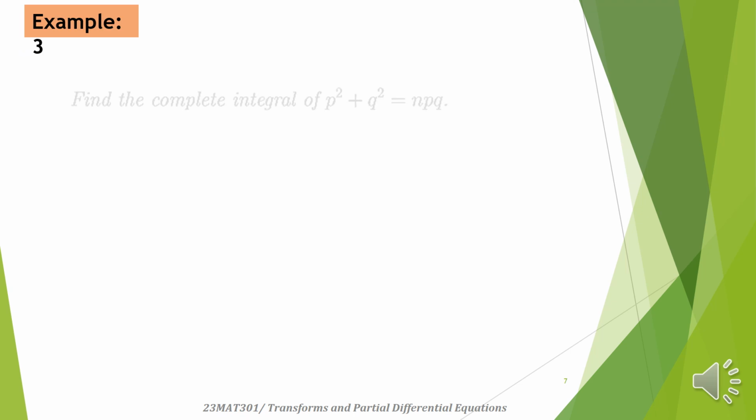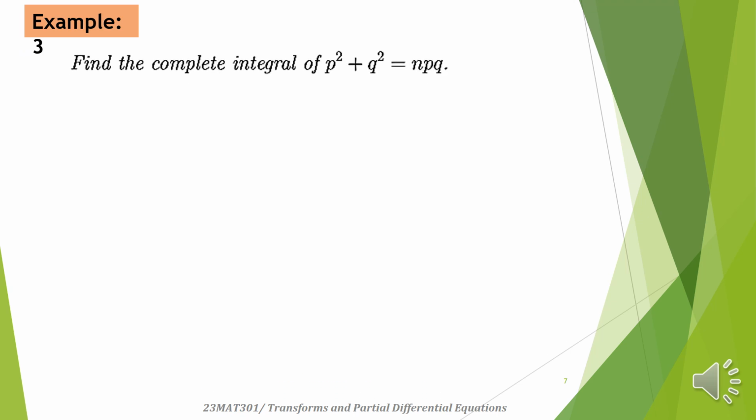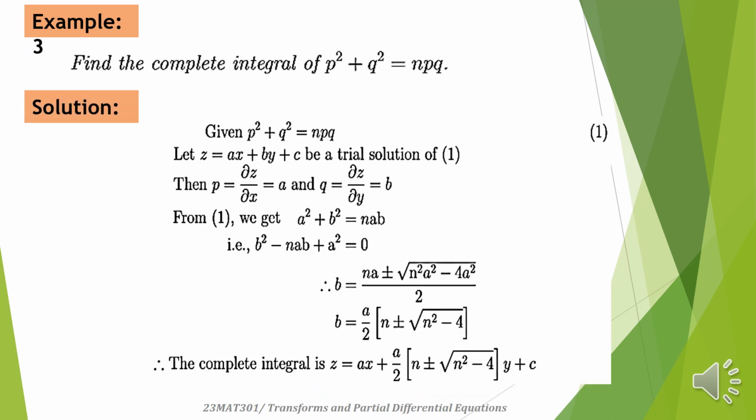And what if the question is like this: p square plus q square is equal to npq. We know that p is equal to a and q is equal to b, and that the solution is z equal to ax plus by plus c. Substitute the values, you will get a square plus b square is equal to nab, and the equation forms like b square minus nab plus a square equal to 0. This is in the form of a quadratic equation. If it is in the form of a quadratic equation, how will you find the root values? The formula is minus b plus or minus root of b square minus 4ac divided by 2a. So substitute the values here and you will get b is equal to a by 2 into n plus or minus root of n square minus 4. Substitute the values here and you will get the complete integral.